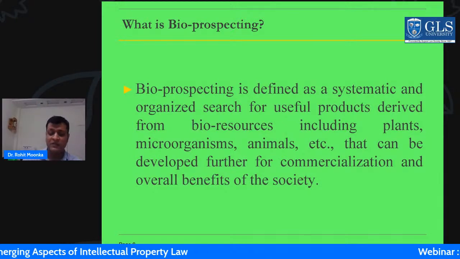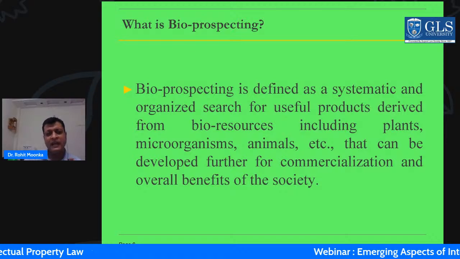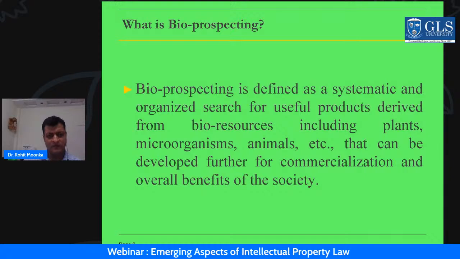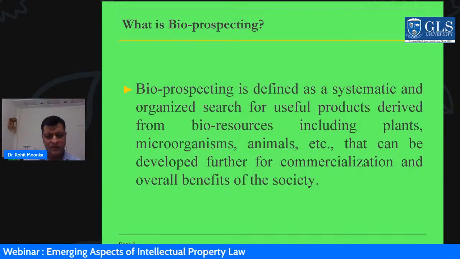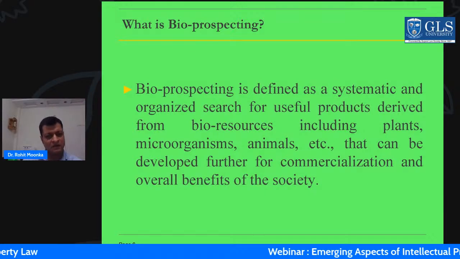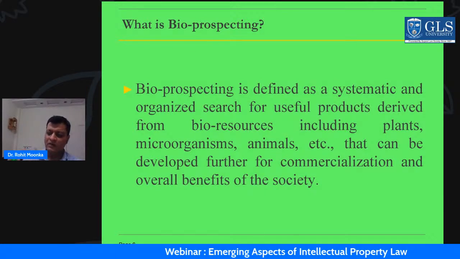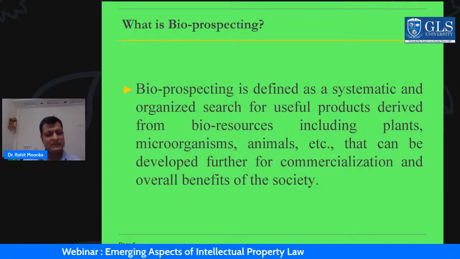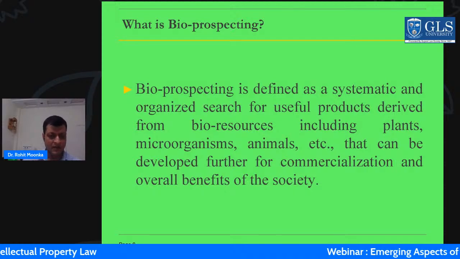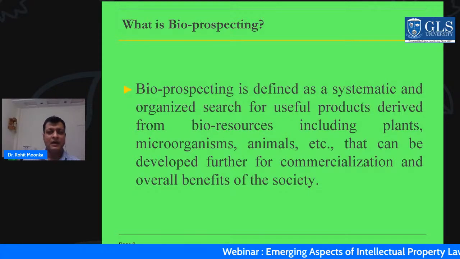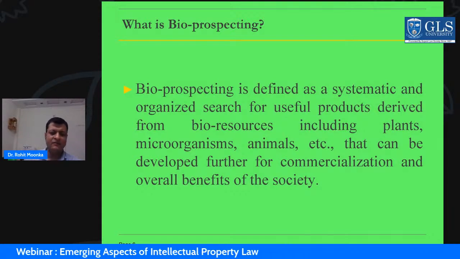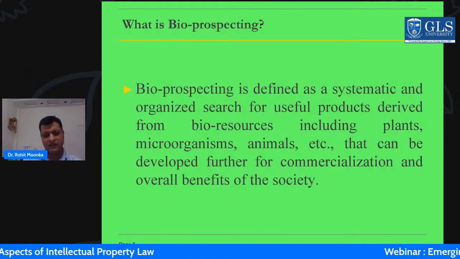In fact, Article 8J of the CBD encourages sustainable use of the biological resources. So it is very much in tune with the international conventions also, because ultimately whatever bioresources, biodiversity we have, it is ultimately for public good, but it has to be used in a sustainable manner. It should not be misappropriated, misused, or claimed by an individual at the cost of the entire society.